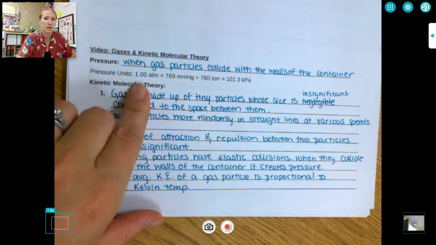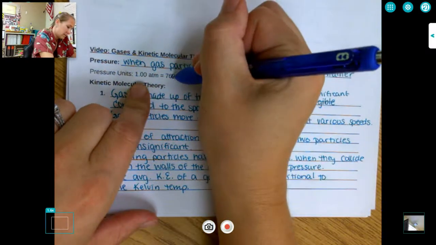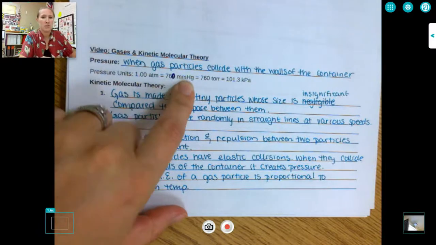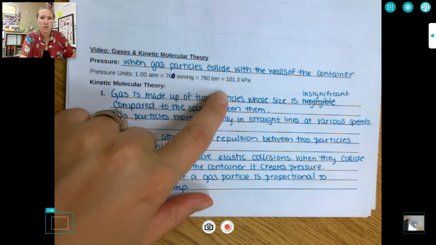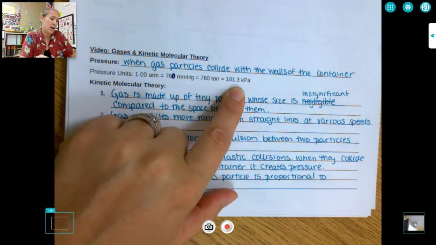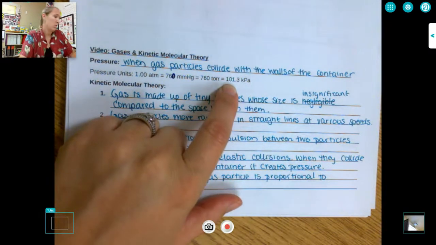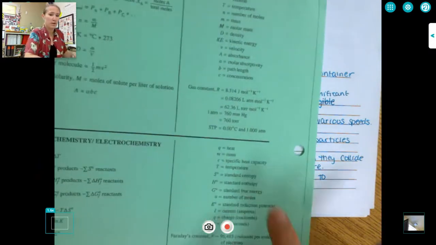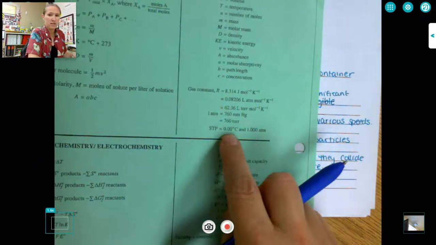We have our units of 1 atmosphere, which is equal to 760 millimeters of mercury. Millimeters of mercury and torr are the same thing. They're just different units. And then we also have kilopascals, so it equals 101.3 kilopascals. Those conversions are also found on your reference sheet here.